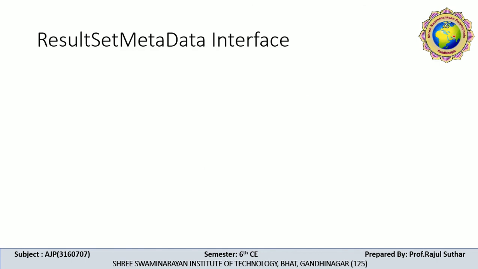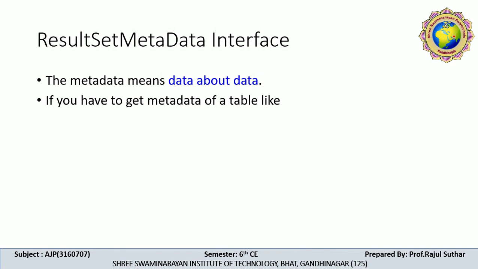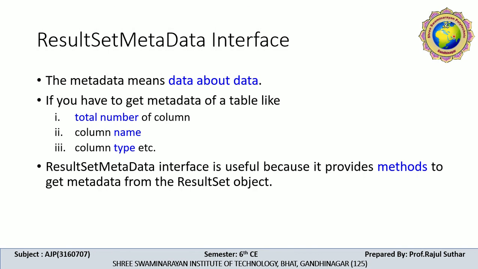So this is the ResultSetMetaData. Metadata means data about data, and if you want to get the metadata of a table, like total number of columns, column name, column type, etc. The ResultSetMetaData interface is useful because it provides methods to get metadata from a result set. Dictionary is one example of metadata, because a dictionary contains various words with meaningful information.